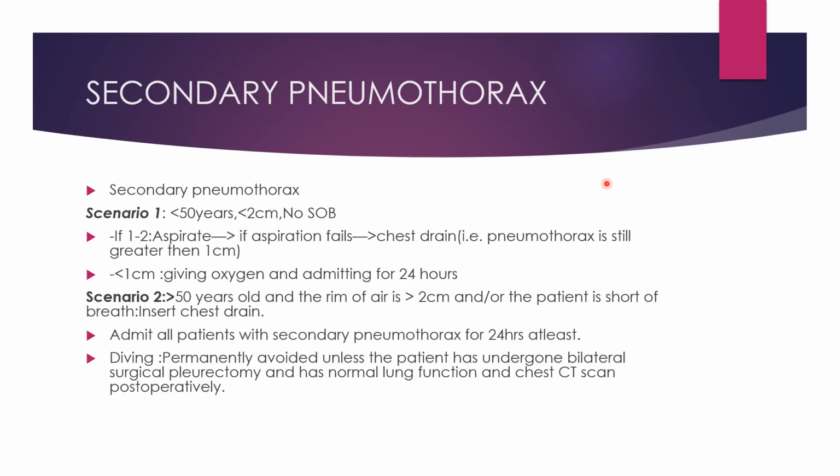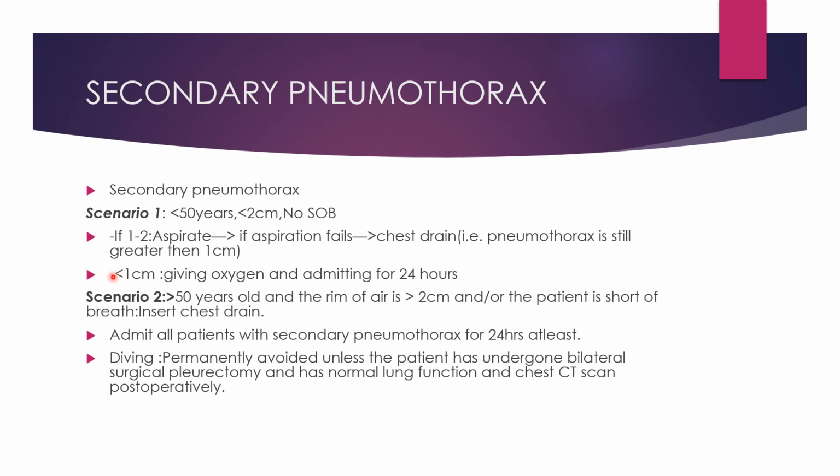So coming to secondary pneumothorax, that is, the patient is having an underlying lung disorder. In that case, there can be two scenarios which can be asked in MCQs. In scenario one, the patient is less than 50 years old with less than 2 centimeters rim of air and no shortness of breath, that is, no symptoms. And in this less than 2 centimeters, they have divided it into two things. The first one is 1 to 2 centimeters, and the second one is less than 1 centimeter. This is a very small pneumothorax.